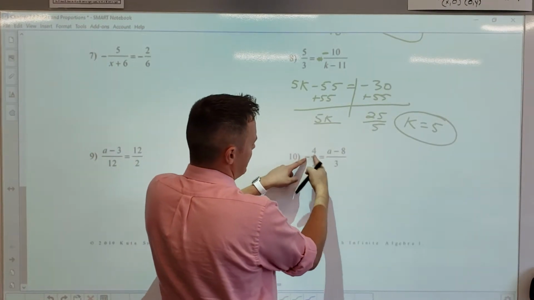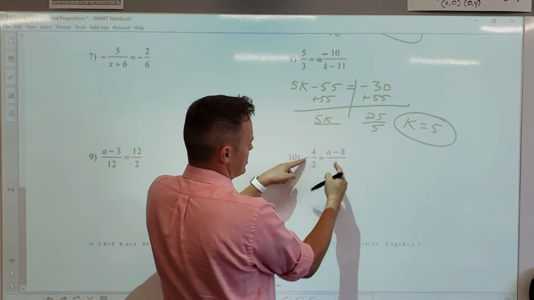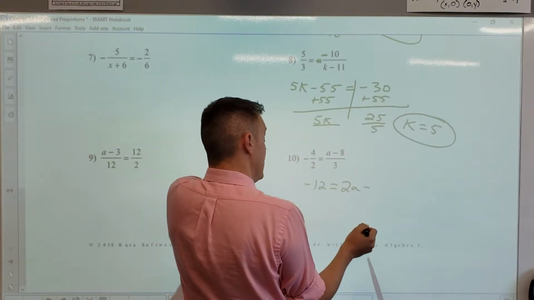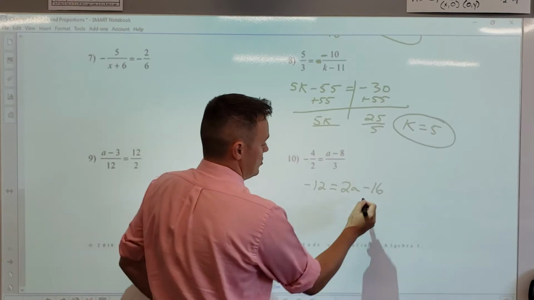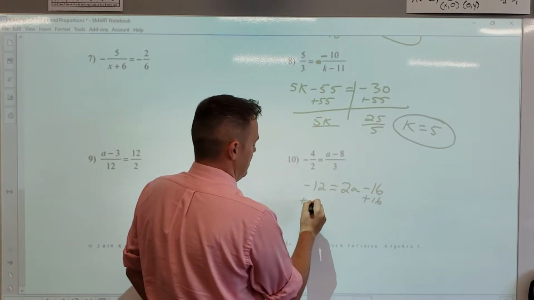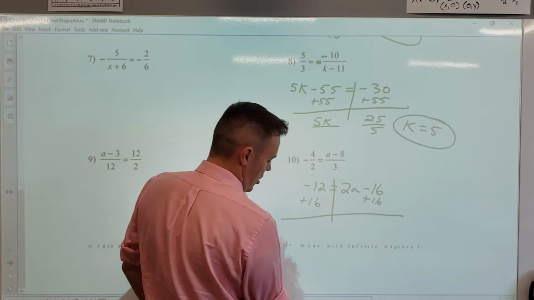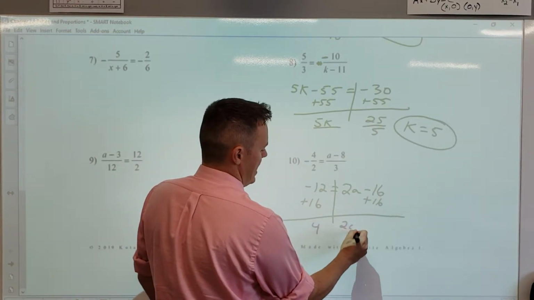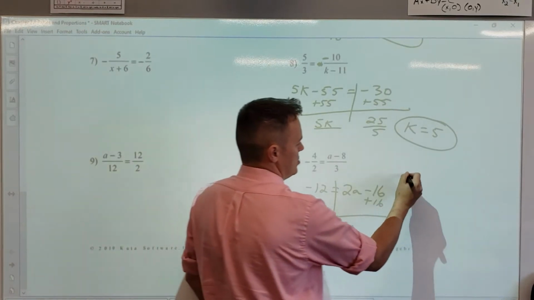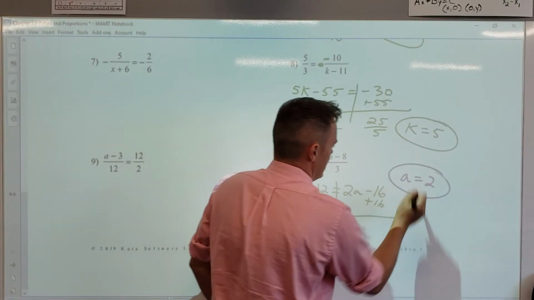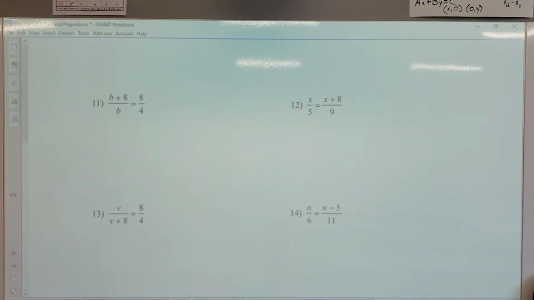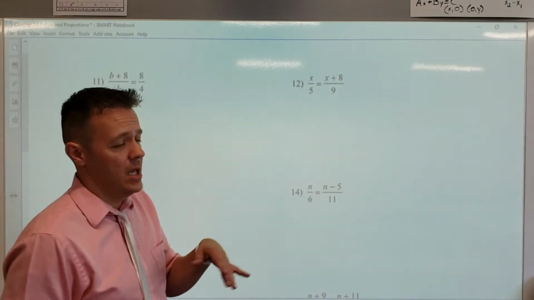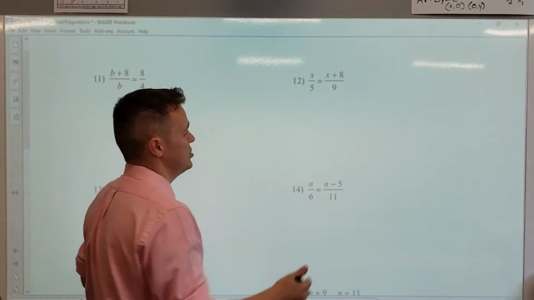All right, number 10, as you set this up, same thing. So I'm going to take the negative to the 4, so it's going to be -4 times 3, -12 equals 2a minus 16, and then you do your math, plus 16, do the long equation like this, and then you have 4 and 2a, so a is 2. As we go along here, they're actually getting harder. 16 and above are the hardest ones to do.